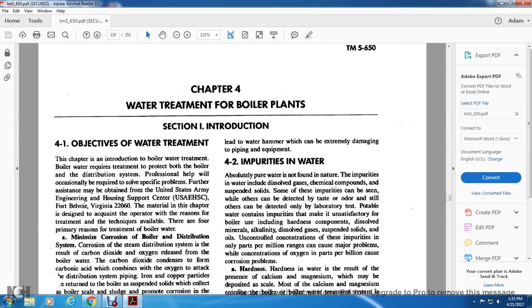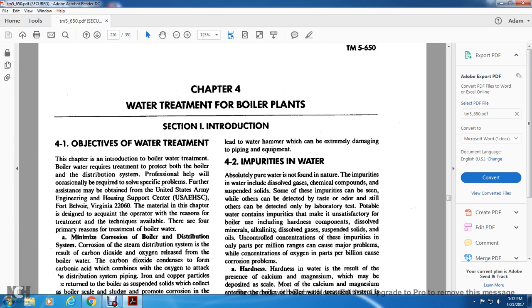Objectives of water treatment. This chapter is an introduction to boiler water treatment. Boiler water requires treatment to protect both the boiler and the distribution system. Professional help will occasionally be required to solve specific problems. Further assistance may be obtained from the U.S. Department of the Army Engineering and Housing Support Center, Fort Belvoir, Virginia 22060.